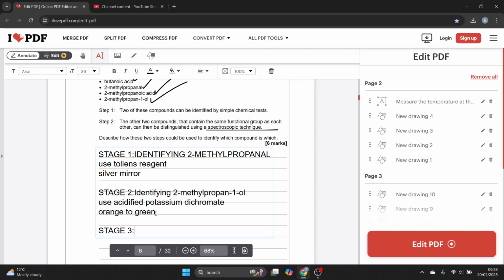Stage 3, distinguishing the acids. So using infrared spectroscopy to distinguish the two acids, use the fingerprint region of the IR spectrum, look for an exact match to spectra of known compounds.